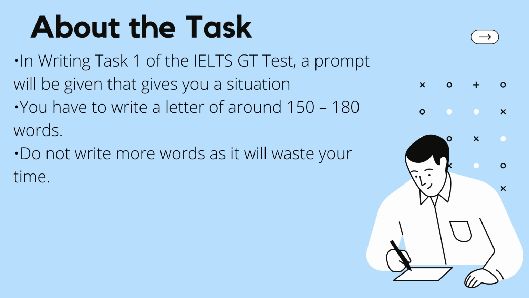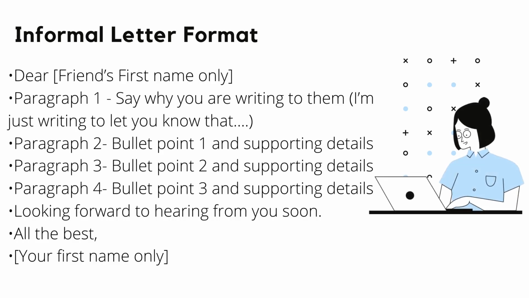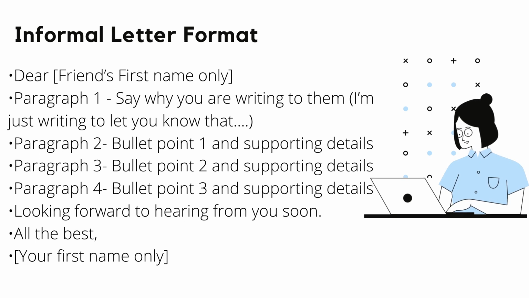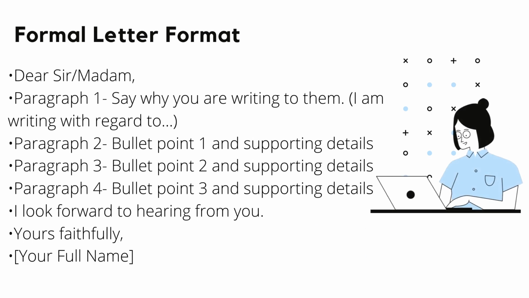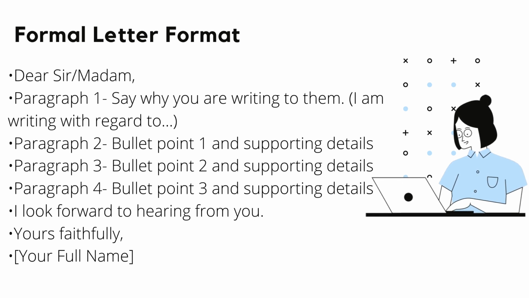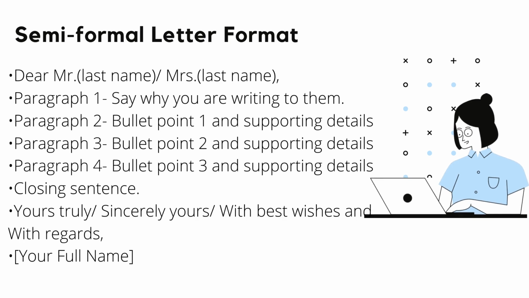There are 3 types of letters that are asked in General Training IELTS Task 1. The first one is informal letter, which we write to our friends and younger siblings and so on. The next one is formal letter, which we write to a person that is at some higher position, for example, your boss. The last one is semi-formal letter. This type of letter is written to a person who is known to you by name and you respect that person. For example, your neighbor. In your exam, any of these questions will be asked.